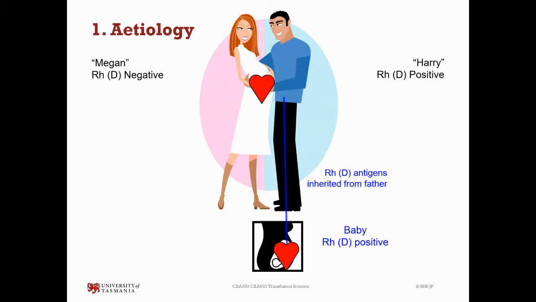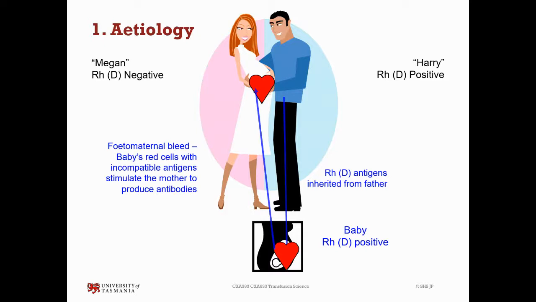Unfortunately, the baby has inherited the RHD antigens from the father, and so this is foreign to the mother's immune system. Sometime during the pregnancy, we can have what we call a feto-maternal bleed or a transplacental bleed. And so this is where red cells from the baby enter into the mother's circulation. And if those red cells have different antigens on them to the mother's blood group antigens, then the mother's immune system can be stimulated and antibody can be produced.